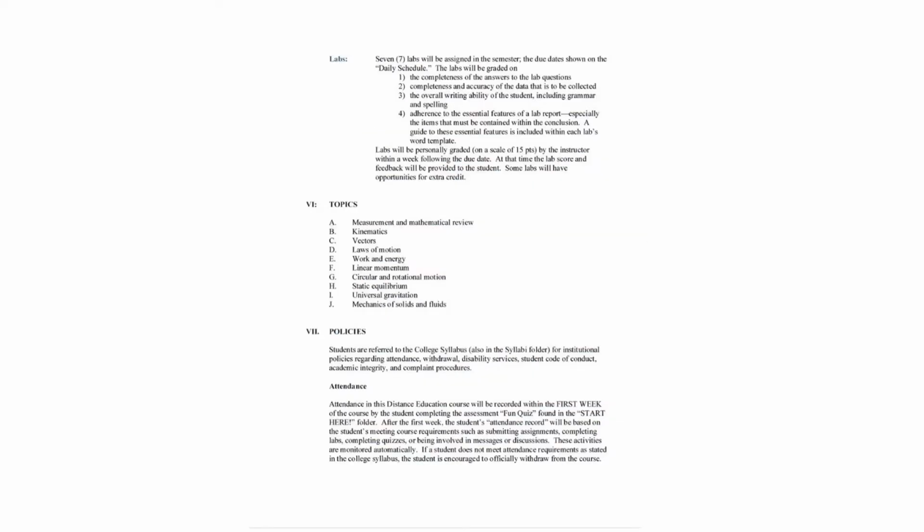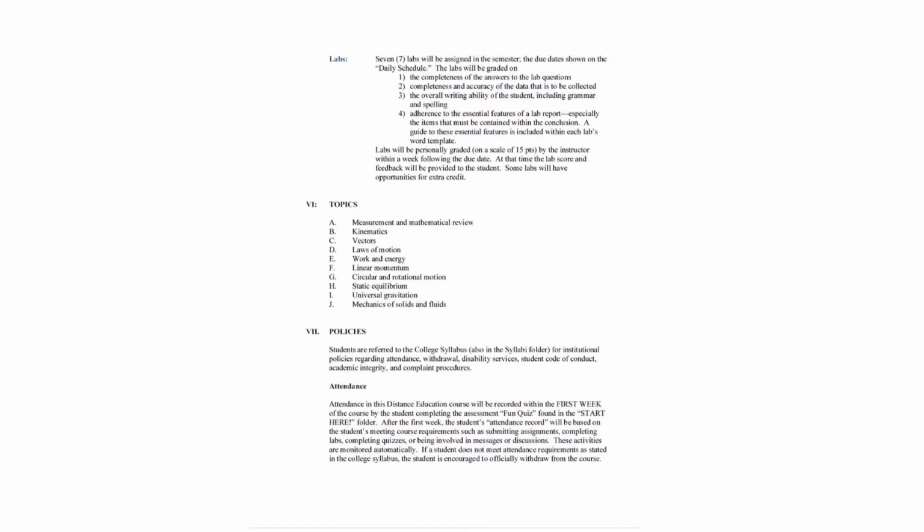7 labs will be assigned in the semester, 6 in the summer semester. The due date is shown on the daily schedule, so you want to refer to the daily schedule often. Labs will be graded on the completeness of the answers to the lab questions, completeness and accuracy of the data, the overall writing ability of the student, including grammar and spelling, and the adherence to the essential features of a lab report, especially the 4 items that must be contained within the conclusion. A guide to these essential features is included within each lab's word template, so look for that guide.